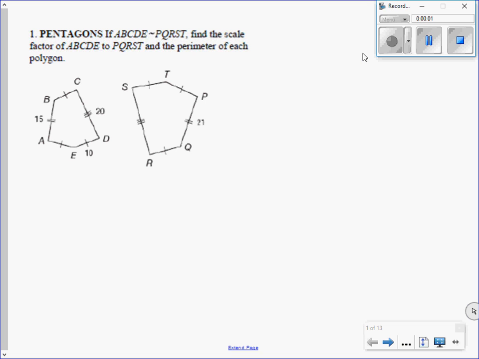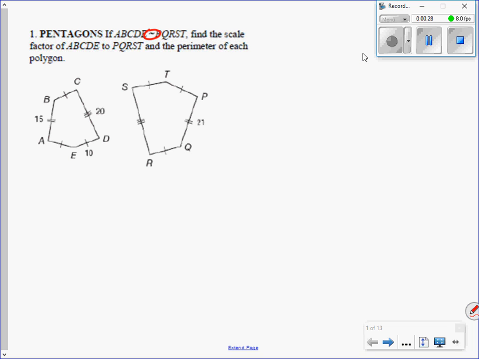Let's look at number one on the review. You've got two pentagons that we're told are similar, so we need to find the scale factor. All you need to do is find a corresponding side for each pentagon that you know the lengths of. Okay?